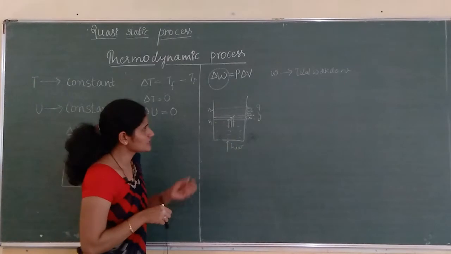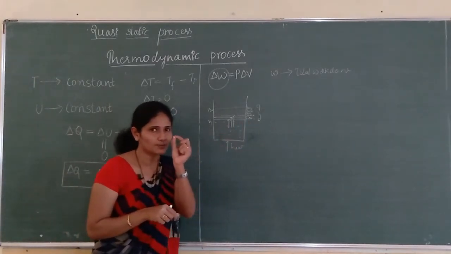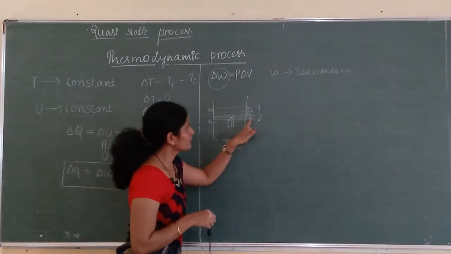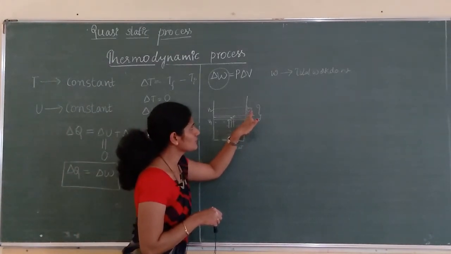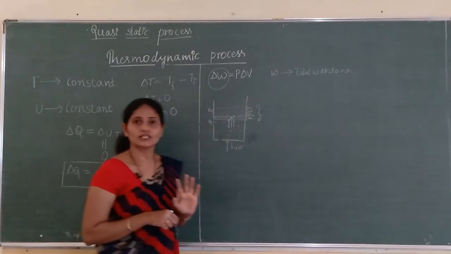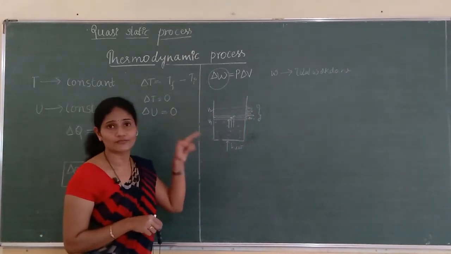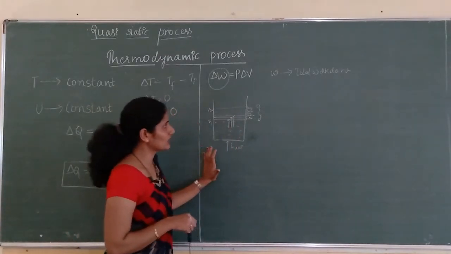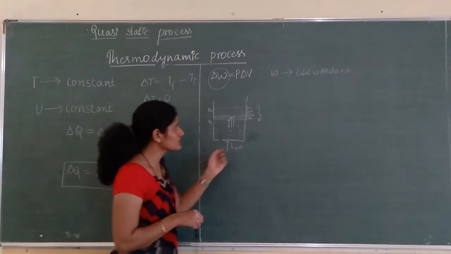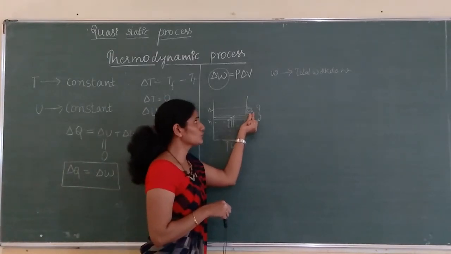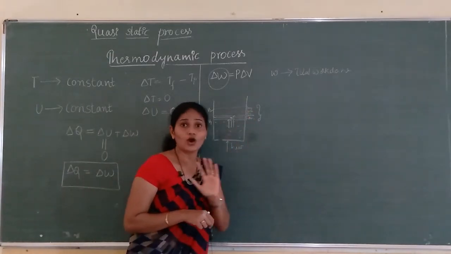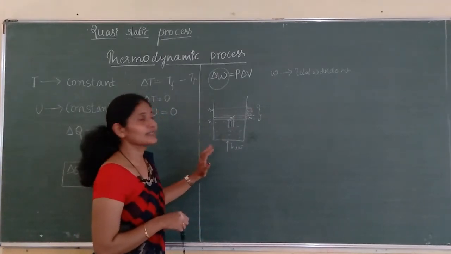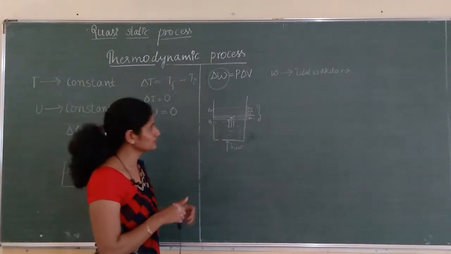Delta W is the small amount of work done in moving the piston to a small distance. If we add 1, 2, 3, 4 and 5, we get the total work done. That we have to calculate. But it is not that easy to calculate the total work done because delta W1, W2, W3, W4, W5 all are not equal. If they are equal, then we can easily calculate the total work done.